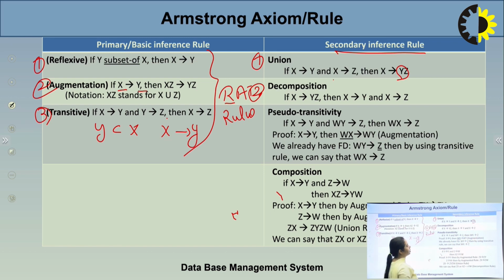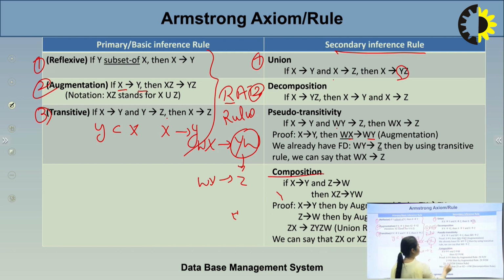Next is your pseudo transitivity rule. If X tends to Y and WY tends to Z, then WX tends to Z. How is that possible? With the help of augmentation, I can add W here. So this is WX and this is WY. We already have WY tends to Z, so we can replace this with Z. So WX tends to Z. This is the proof of the pseudo transitivity rule.